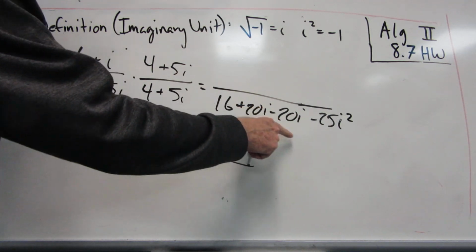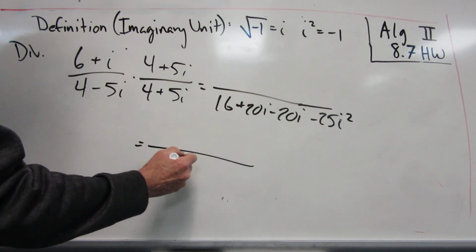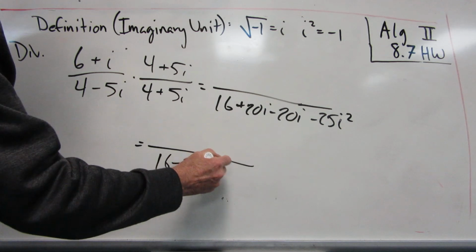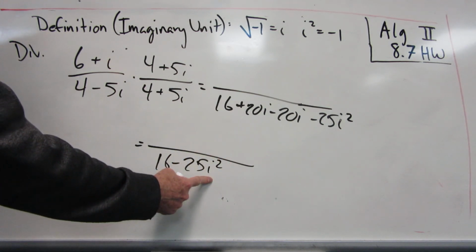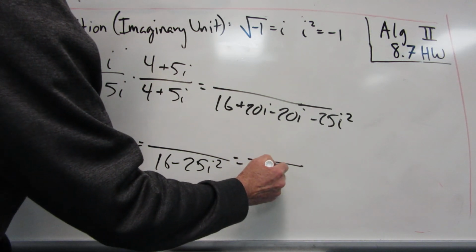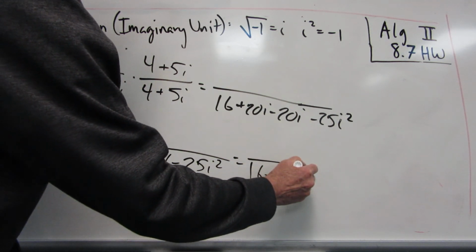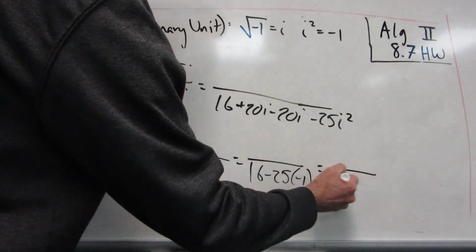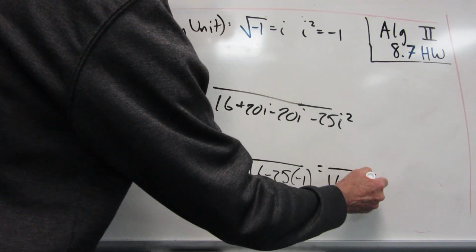So that's 0, but look what I have. 16 minus 25i squared. And i squared is negative 1. Okay, so let me replace that. So I have 16 minus 25 times negative 1. So I'd have 16 plus 25.